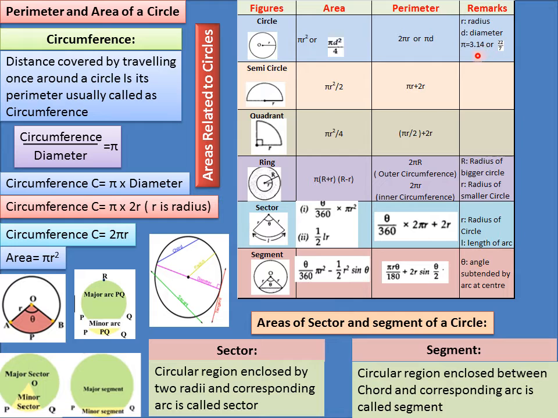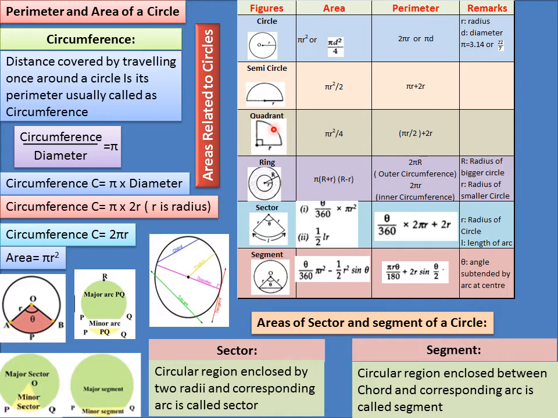Use this value accordingly. Then semicircle: if you are given a semicircle and asked to find the area and perimeter, please remember all these formulas. The area of a semicircle of radius r is nothing but pi r square by 2. It is just half of the total circle. Semicircle is half of the circle. So pi r square by 2 is the area of a semicircle, and the perimeter will be pi r plus r plus r, that is 2r. Pi r plus 2r is the perimeter of a semicircle.